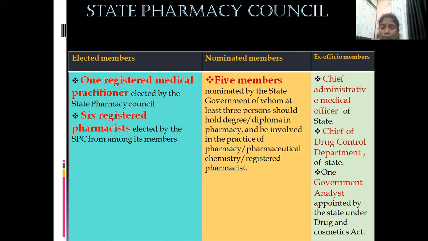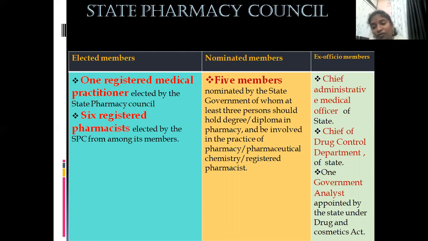The next one is the ex officio members. In the PCI, the Director of the Drug Controller of India is an ex officio member. Here the Chief Administrative Medical Officer of the state will act as an ex officio member. Not only that, the Chief of the Drug Control Department of the state. In the PCI, the central drug controller department appoints the director as ex officio.